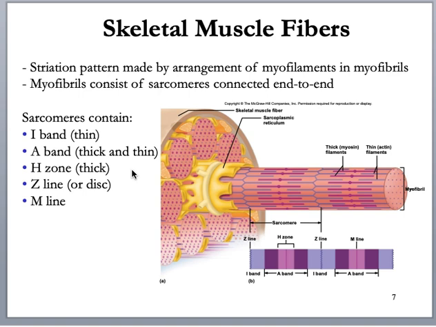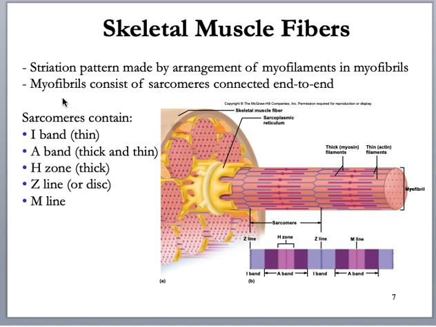So now let's talk more in detail about what gives skeletal muscle cells that striated appearance, the structure of sarcomeres, and how that relates to muscle contraction. So again, these are the myofibrils. These are bundles of actin and myosin that are found in a skeletal muscle cell. So the striation pattern is made by the arrangement of the myofilaments. So here's the myofibrils, and then the myofilaments are actin and myosin, okay?